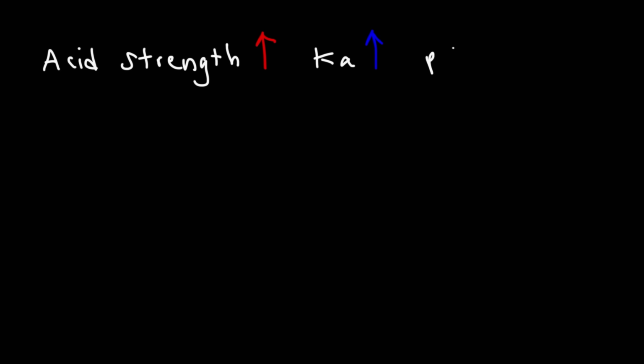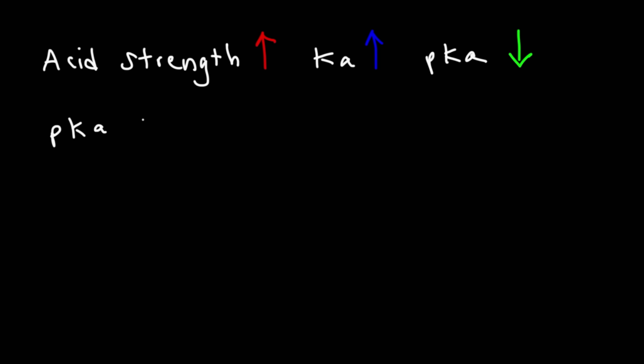Now let's talk about acid strength. I've covered this in some other videos, but nevertheless, it's a good concept to review. Acid strength increases with increasing Ka values. So if you have two acids with two different Ka values, the stronger acid is the one with the higher Ka value. Now, acid strength is inversely related to pKa. So the stronger acid is going to have the lower pKa value.